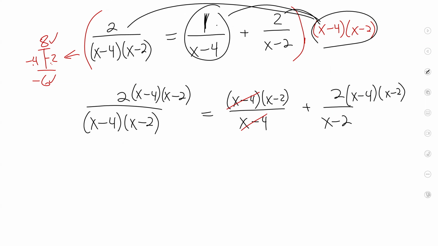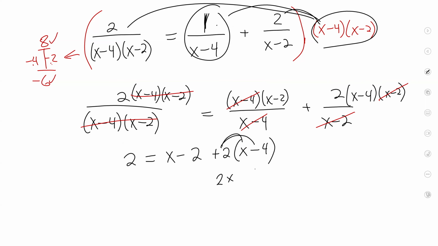These are gone. This is gone. These two are gone. I am left with 2 equals x minus 2 plus 2 times x minus 4. Now you just do algebra. You solve it. 2 times x is 2x. 2 times -4 is -8. Everything else can just come down. We can combine the x's, so x plus 2x is 3x.